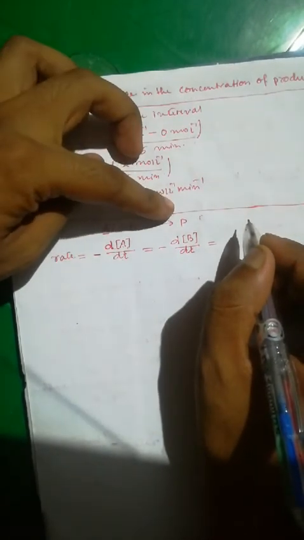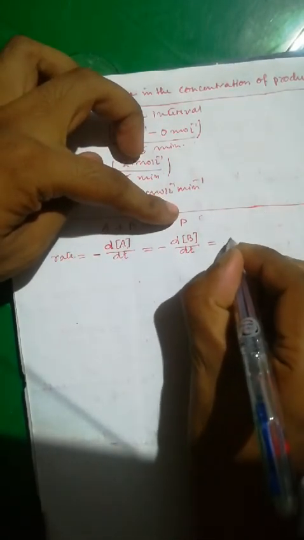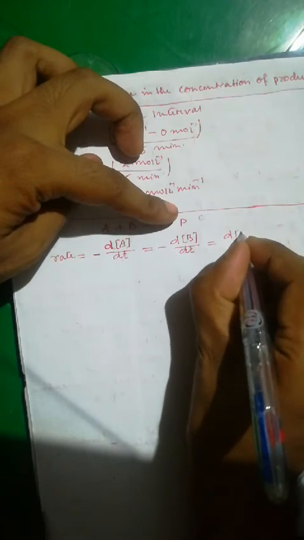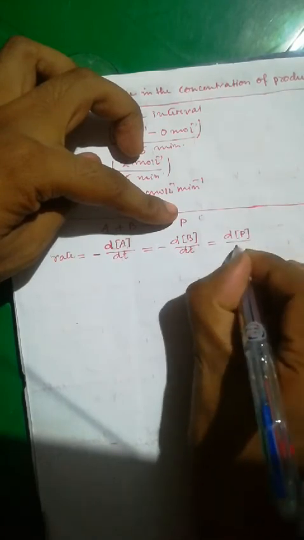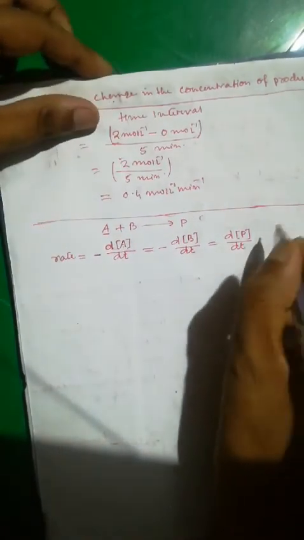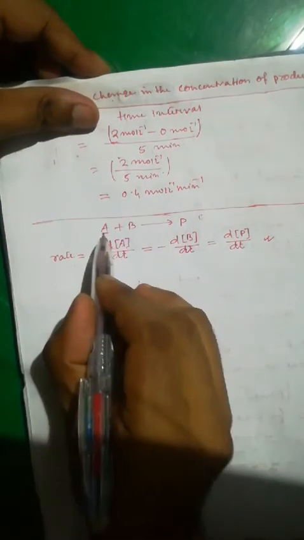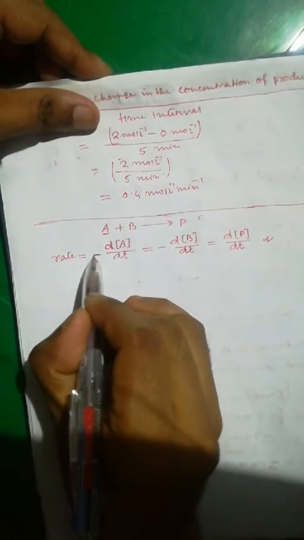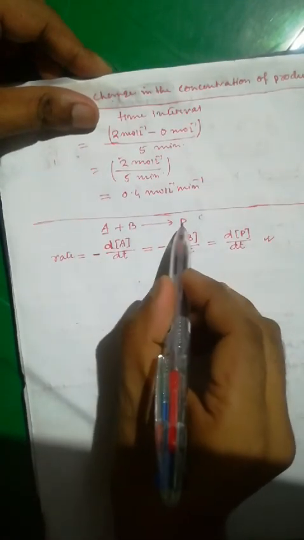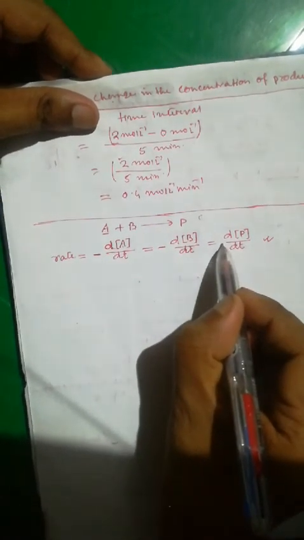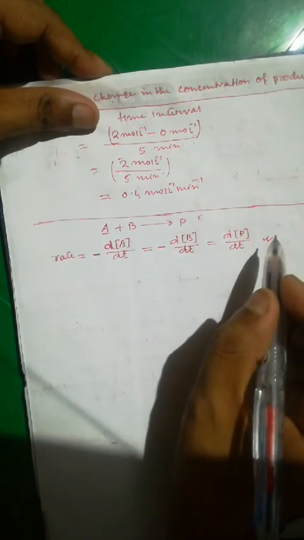Then we have to write the rate in terms of product. So this will be change in the concentration of product divided by time interval dt. This is the mathematical way to calculate the rate of a reaction. So in terms of reactant, we will have to put a negative sign over here, and in terms of product, no need to put a negative sign over here. Remember this thing. All right.